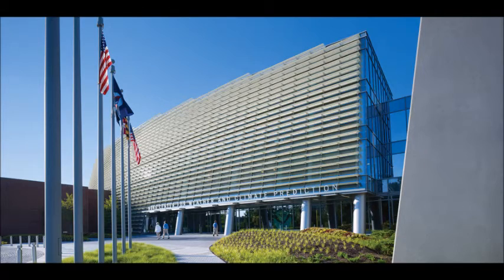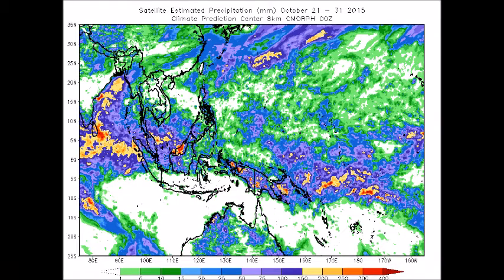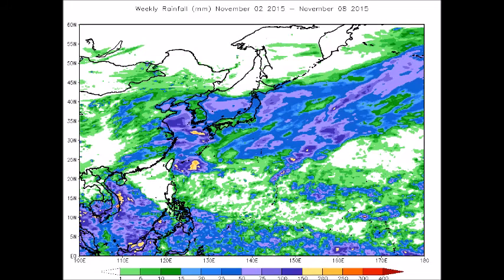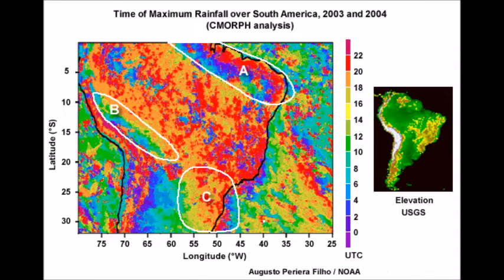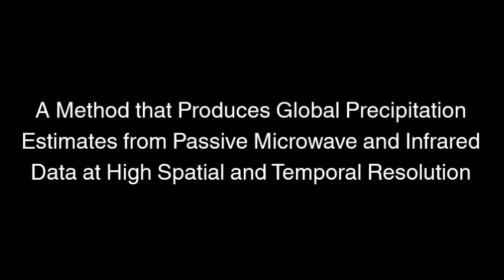The temporal resolution is actually quite high at 30 minutes, which is much higher than we need, in fact, so we just use the daily files, which are sometimes called the daily sums, sometimes called the daily means. Anyway, first described by Joyce et al. in 2004, it's CMORPH, a method that produces global precipitation estimates from passive microwave and infrared data at high spatial and temporal resolution. That's most of what you need to know right there in the title.